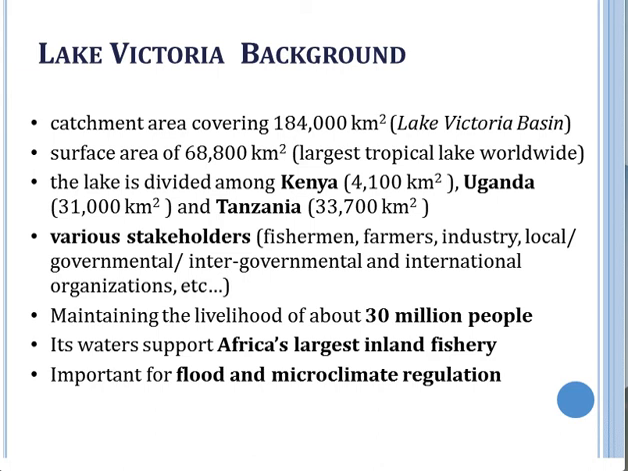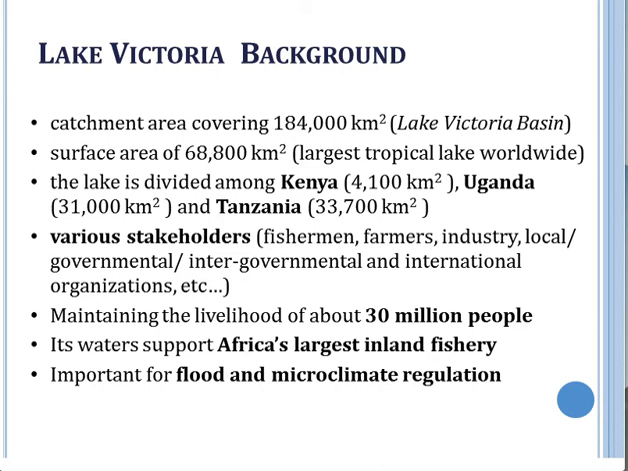The catchment area, which could also be called the Lake Victoria basin, is about 184,000 square kilometers. And the surface of the lake is about a third of it, about 70,000 square kilometers, which makes it the largest tropical lake in the world. What is very interesting about this case is that the surface of the lake is divided among three different countries, of which Uganda and Tanzania have about 30,000 square kilometers. And Kenya has a small part of about 4,000 square kilometers.